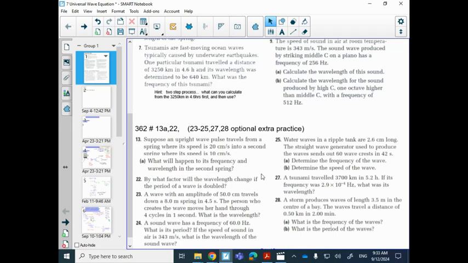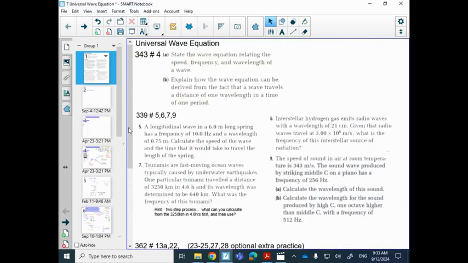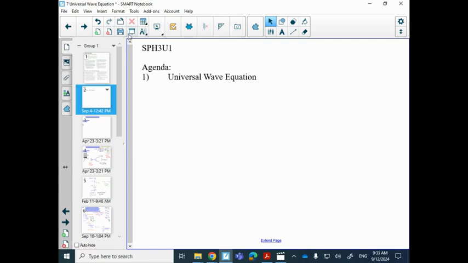And then there are just optional extra practice questions here for you, on top of the 13A and 22, about the changes. Like, what would happen to the wavelength if the period of a wave is doubled? What would happen to frequency if the speed changes, and so on? Okay, so just be able to answer those and ask for help if you need it, and submit them when you're done. All right, so that is it for now.